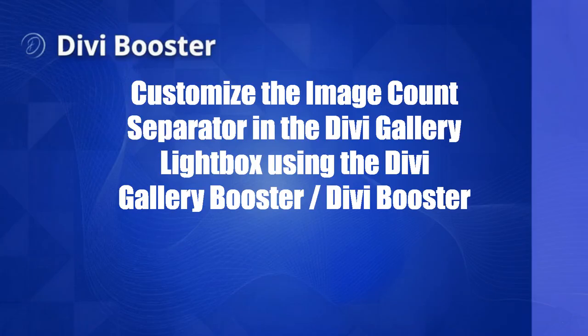To customize the image count separator in the Divi Gallery lightbox, you can use the Image Count Separator field available in the Divi Gallery Booster or Divi Booster plugins. These plugins offer a simple no-code solution to update the separator directly within the Gallery module's element settings. By entering your preferred symbol, such as a slash, this change will appear in the Gallery lightbox counter on the front end. This method is quick and straightforward, making it easy to tailor the display to fit your style or preferences.